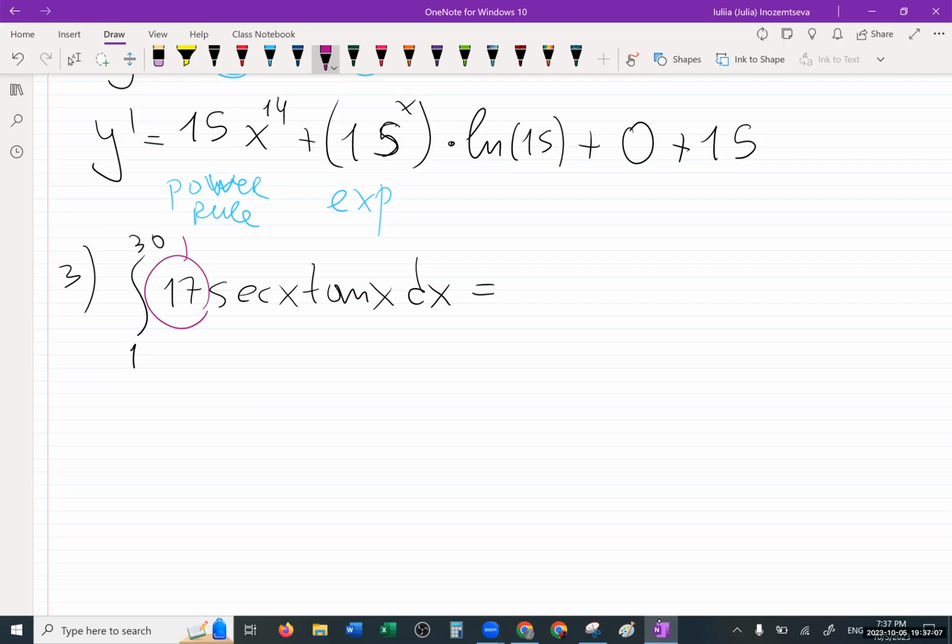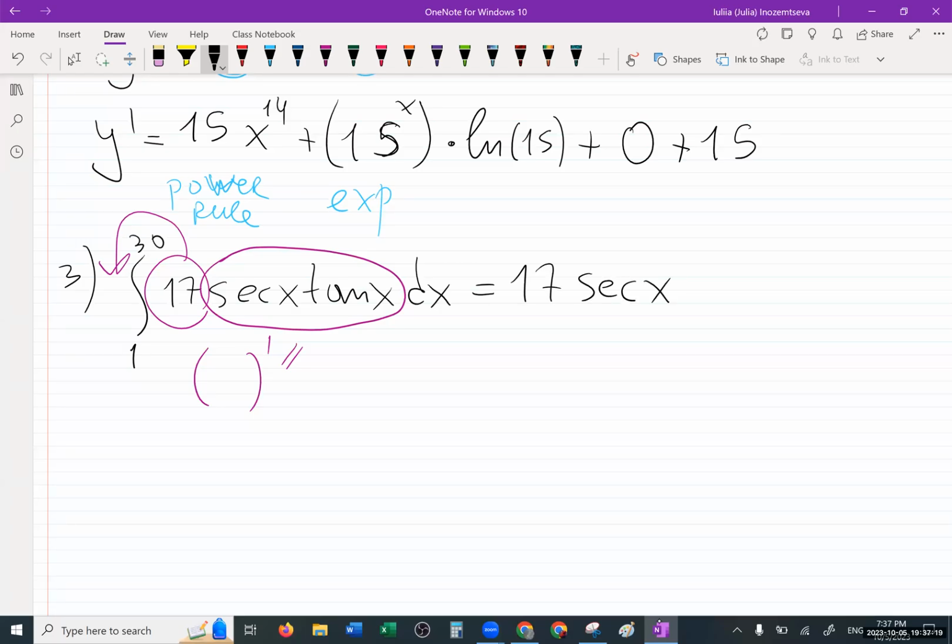a little bit, kick the constant out, and keep staring at the inside part. And ask yourself, derivative of what gave you secant tangent? Oh, it was a secant, derivative of secant. So it's going to be 17 secant x. And you can always check by differentiating it. But then instead of plus c, you put bar 1 and 30.